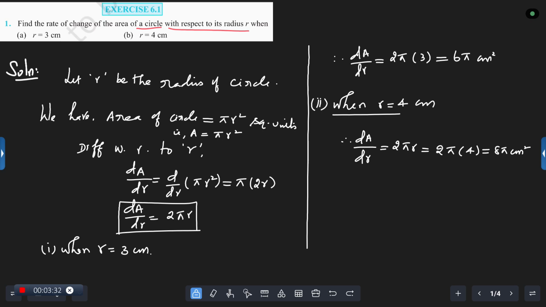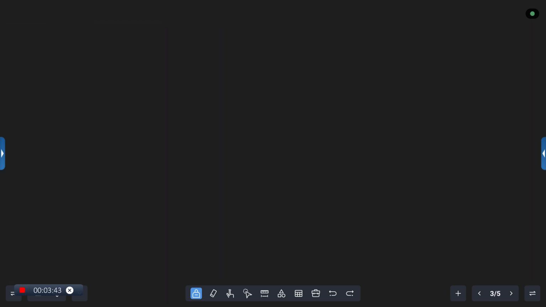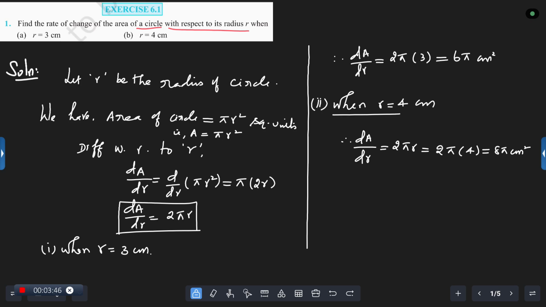Any difficulties? What we need is the formula. We should know the derivative of that function. The units are centimeter square by centimeter, because it is area per radius. No problem. Next one.